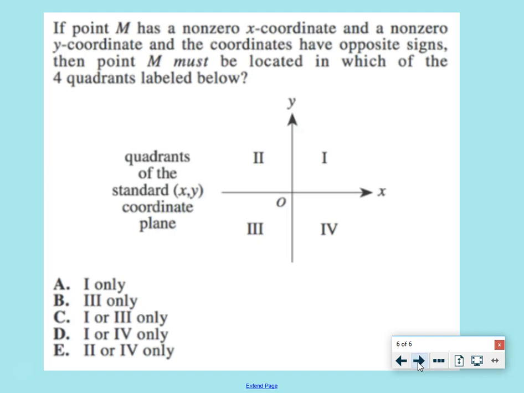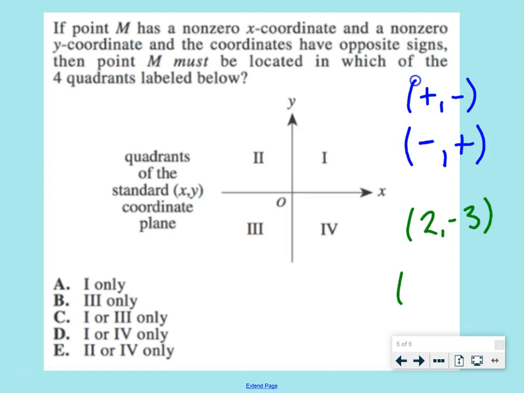Last question. If point M has a non-zero x-coordinate and a non-zero y-coordinate, that means it's just not 0. It can be any other number, but not 0. And the coordinates have opposite signs, then point M must be located in which of the 4 quadrants labeled below. They have opposite signs. That means x could be positive and y could be negative, or x could be negative and y could be positive. So an example of a point it could be is (2, -3), or it could be (-11, 10).